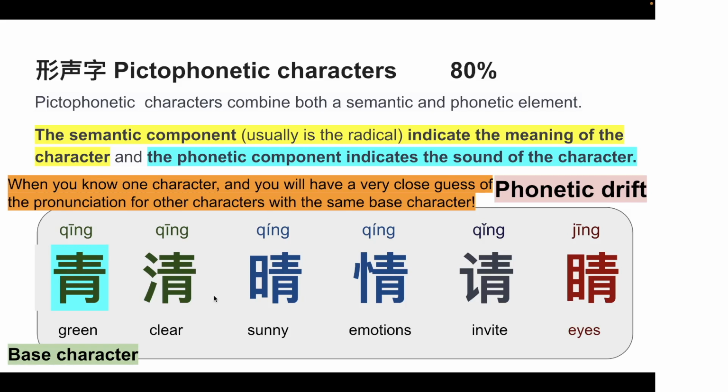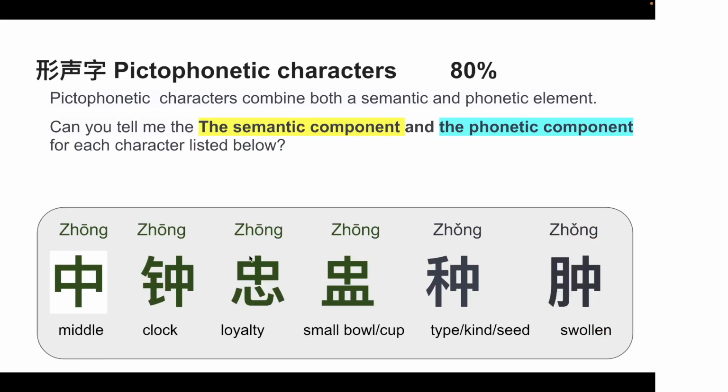Let me give you more examples here. Can you find out the semantic component, which is the radical, and the phonetic component which tells you the pronunciation? So this is the base character, 中, and 中 means middle. 中 clock. 中 also means loyalty. 中 also means a small bowl or cup. 种 means type, kind, or seed. And 种 can also mean swollen.